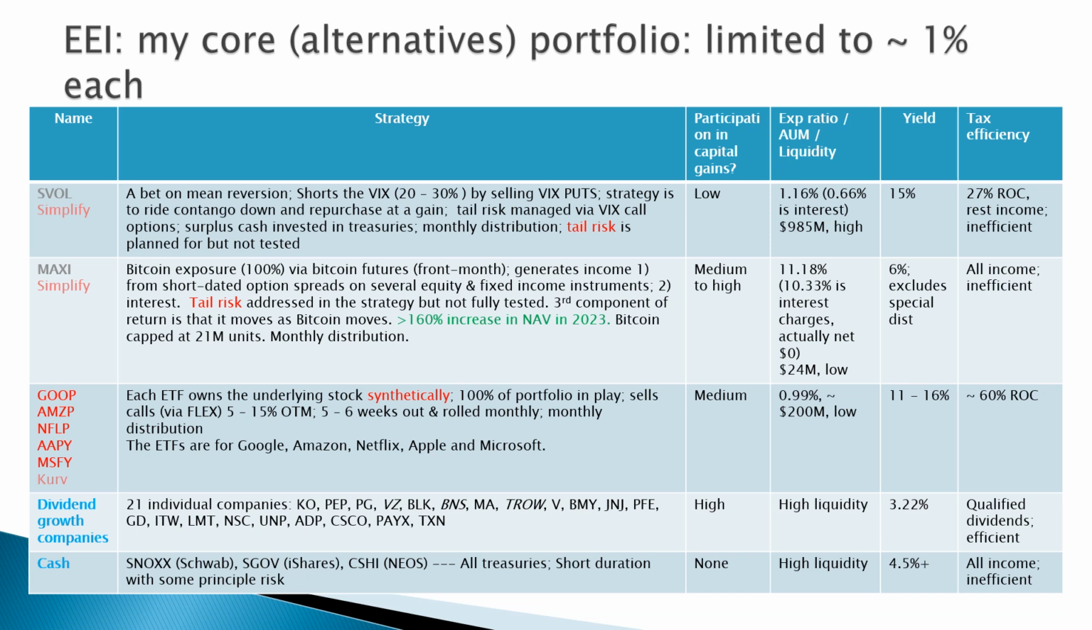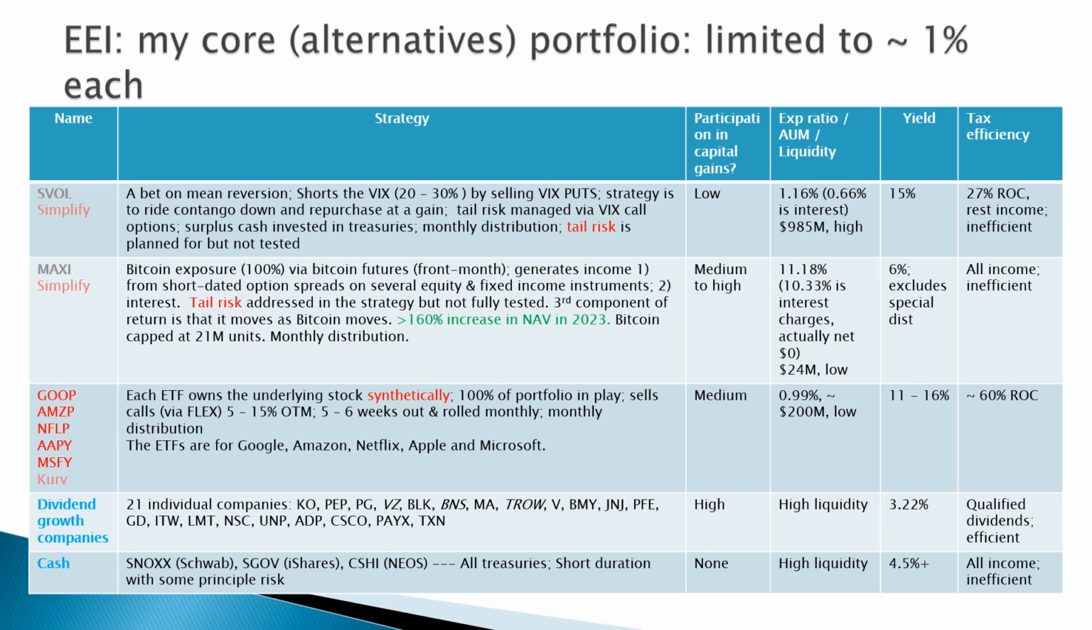So the participation in capital gains for all of these companies is obviously extremely high because there's no covered calls on them. There's no issue of AUM, etc., but liquidity is very high. The yield is the lowest of all the tranches at about 3.22%. It's highly tax efficient because all the dividends are qualified. And I aim to be a non-owner, i.e.